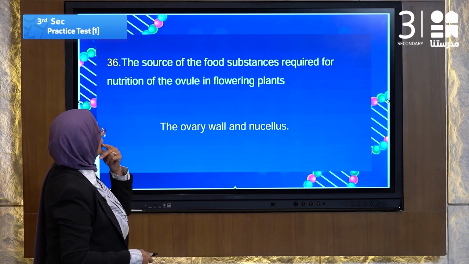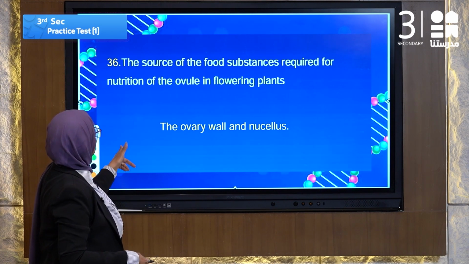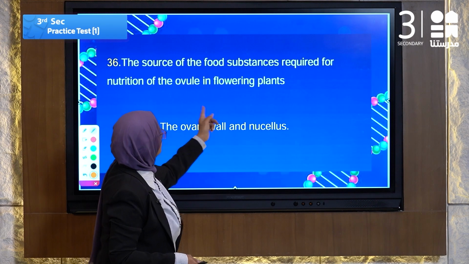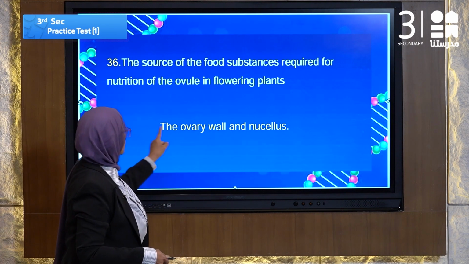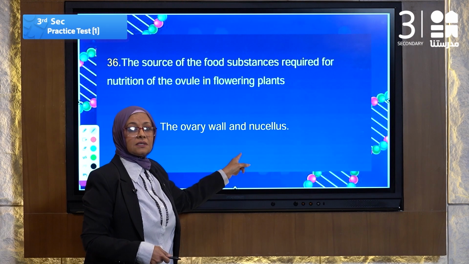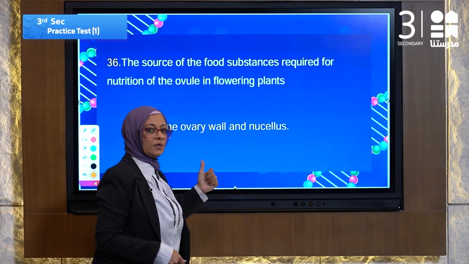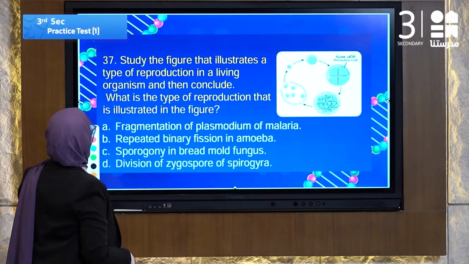Yes, the source of food substances required for nutrition of the ovule in flowering plants is the ovary wall and the nucellus. Yes, that's the food required for the ovule. Let's go to 37.